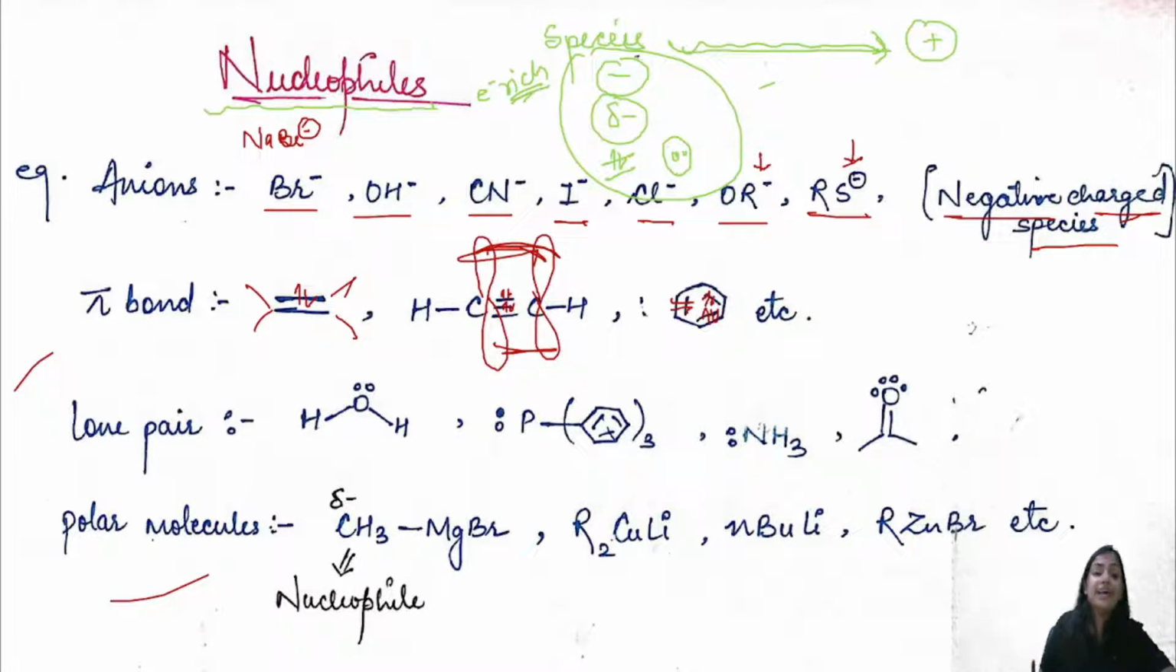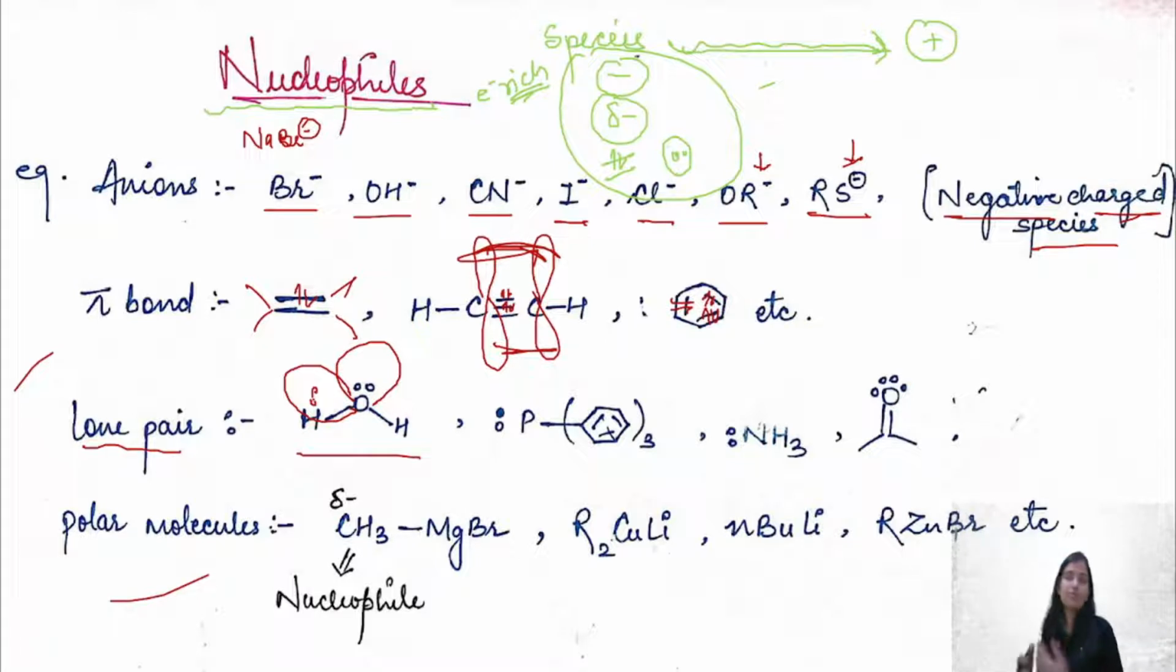Got it? Now, I have many other examples like H2O. If you see H2O, these are species bearing lone pairs. In the case of H2O, we don't have only one lone pair, there are two lone pairs. But guys, whenever any species is said to be nucleophilic in nature, it doesn't matter whether it has one lone pair or two. Ultimately, any species can only give one pair of electrons at a time, not more than one electron pair at a time.